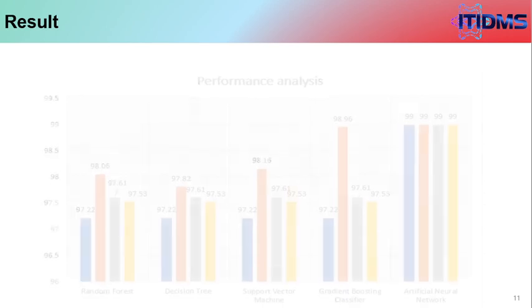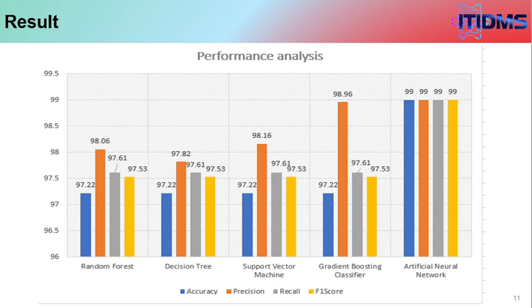The performance of the machine learning models used in our research was determined by 4 metrics, which were accuracy, precision, recall, and F1 score. After tuning, the parameters found were passed into the 5 models. So the models were random forest, decision tree, support vector machine, gradient boosting classifier, and artificial neural network. And we analyzed their performance.